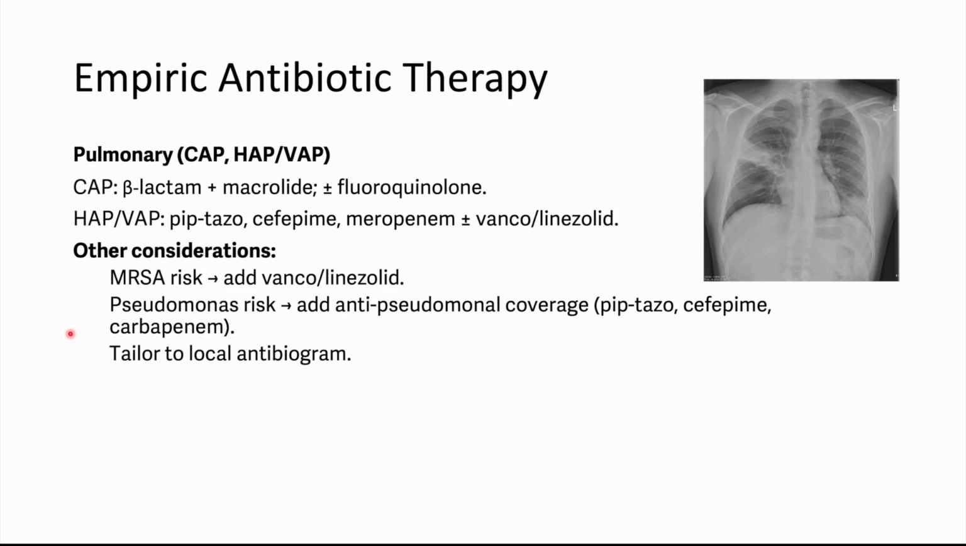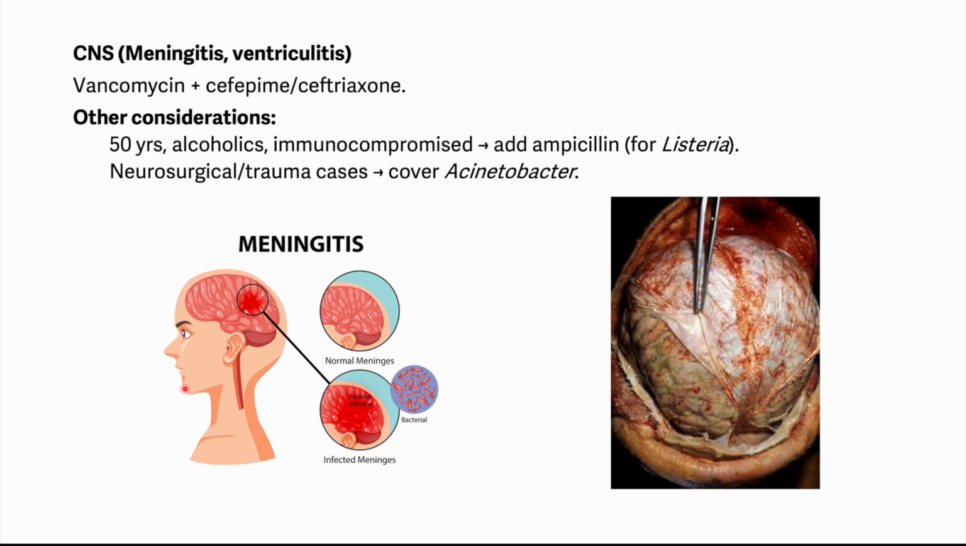Then coming to CNS, usually they cause meningitis or ventriculitis. Vancomycin plus ceftriaxone or cefepime is the drug of choice. Other considerations: in those over 50 years, alcoholics, and immunocompromised patients, add ampicillin for Listeria species, and in neurosurgical or trauma cases, cover Acinetobacter.